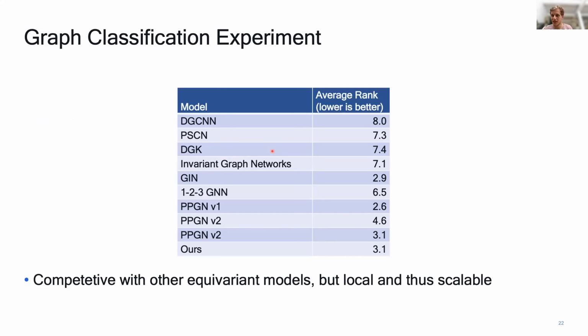We run this on a host of small and large and slightly less small graph classification tasks. And here's a bunch of models. We find that compared to some other equivariant models, we perform competitively, but these equivariant models scale very poorly when the graph grows, whereas our model is more scalable because it is a local operation, as it only cares about local regions of the graph, namely these edge neighborhoods.